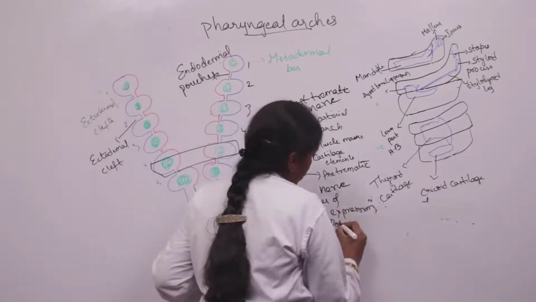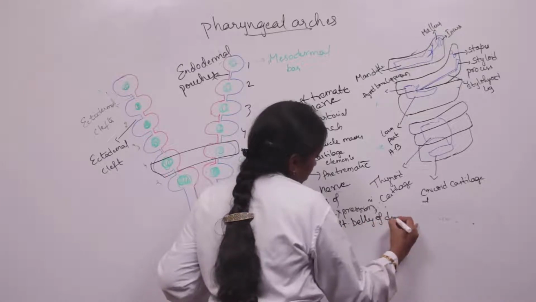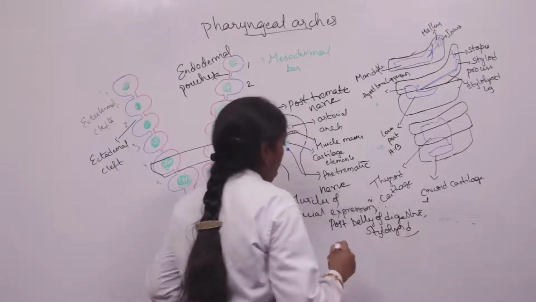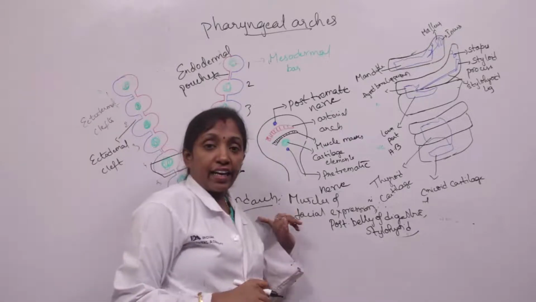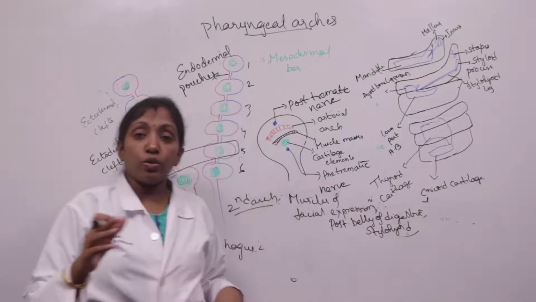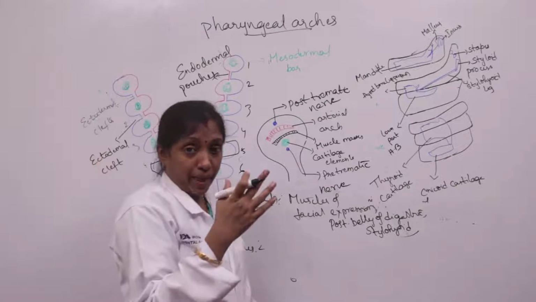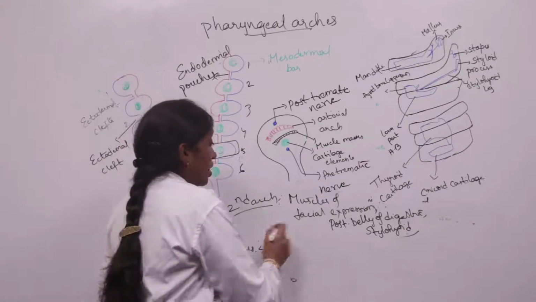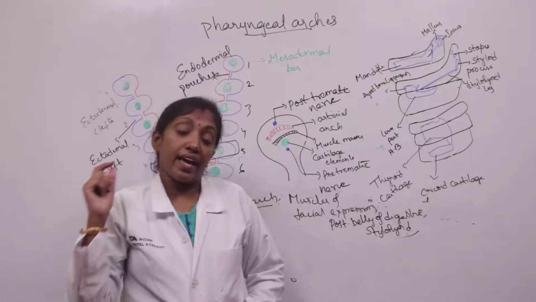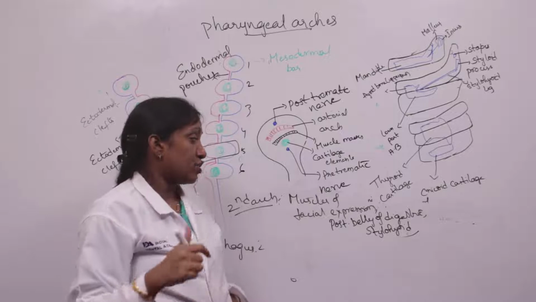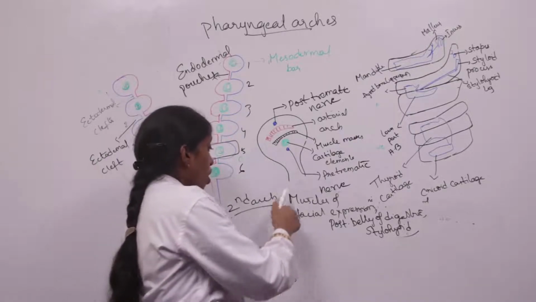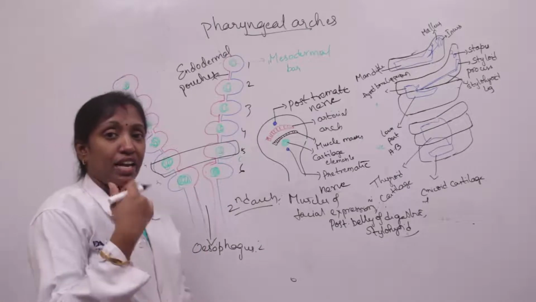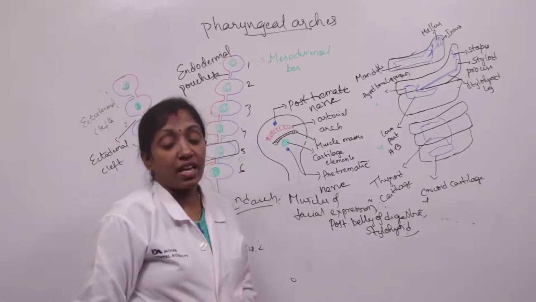And the posterior belly of digastric and stylohyoid are also derived from the second arch. All these muscles are supplied by the facial nerve. We know that the nerve of the second arch is the facial nerve and the nerve of the first arch is the mandibular nerve. The posterior belly of digastric arises from the mastoid process here, and stylohyoid arises from the styloid process. So the muscles of facial expression, posterior belly of digastric and stylohyoid are derived from the second arch and supplied by the facial nerve, which is the nerve of the second arch.